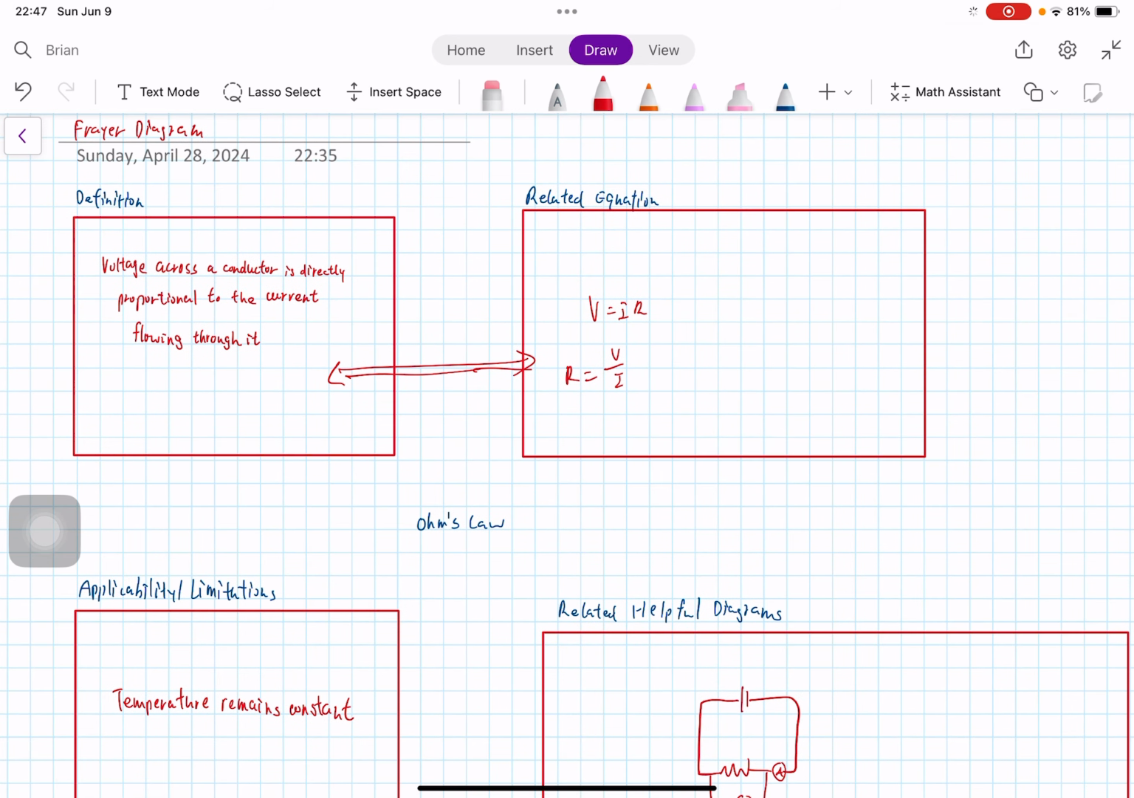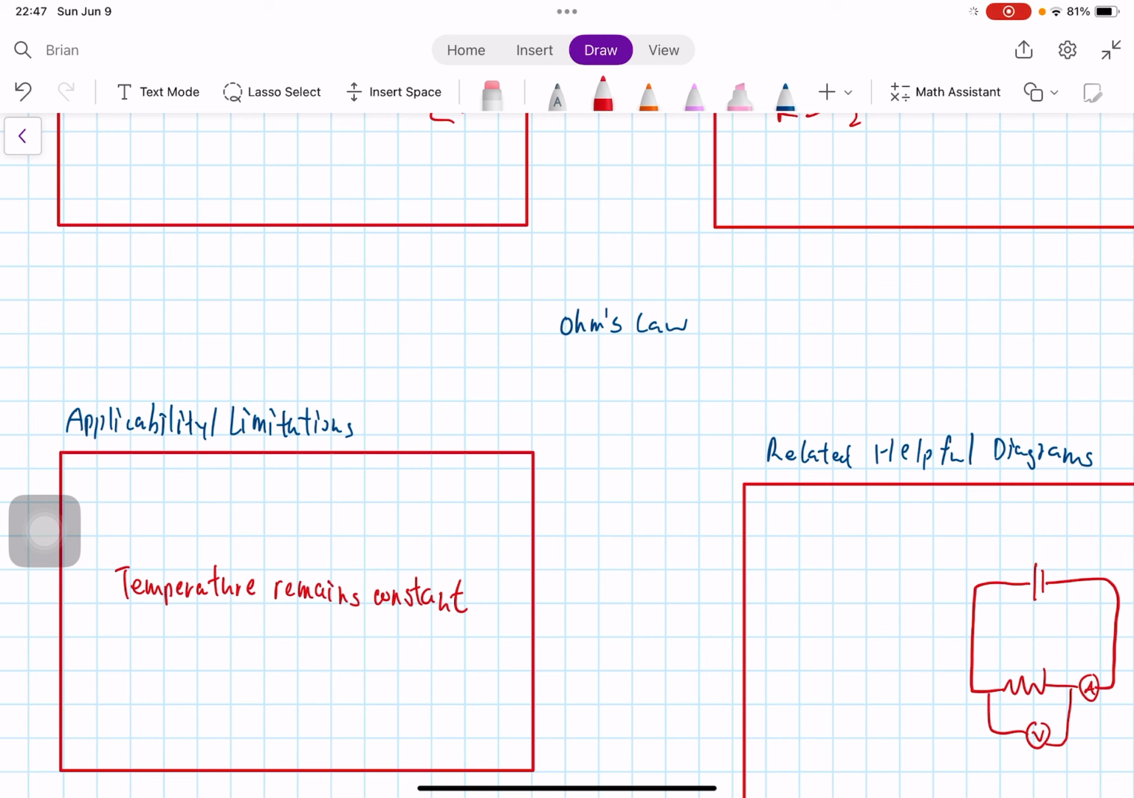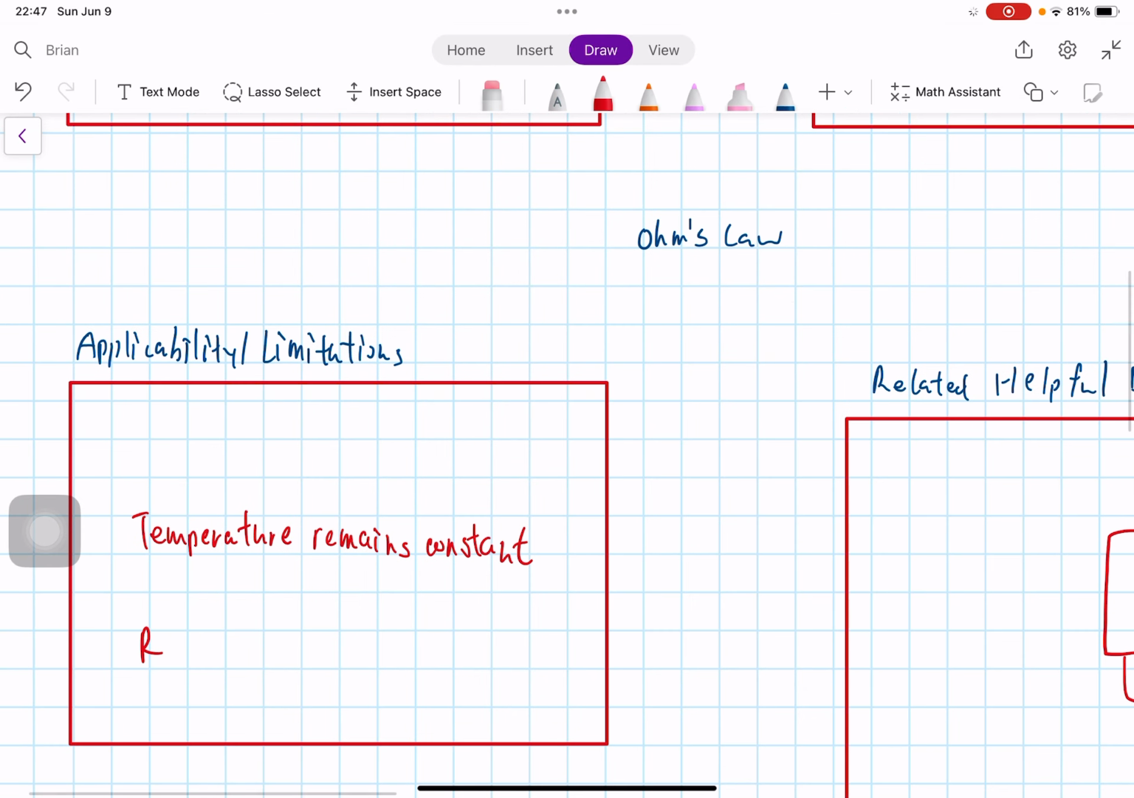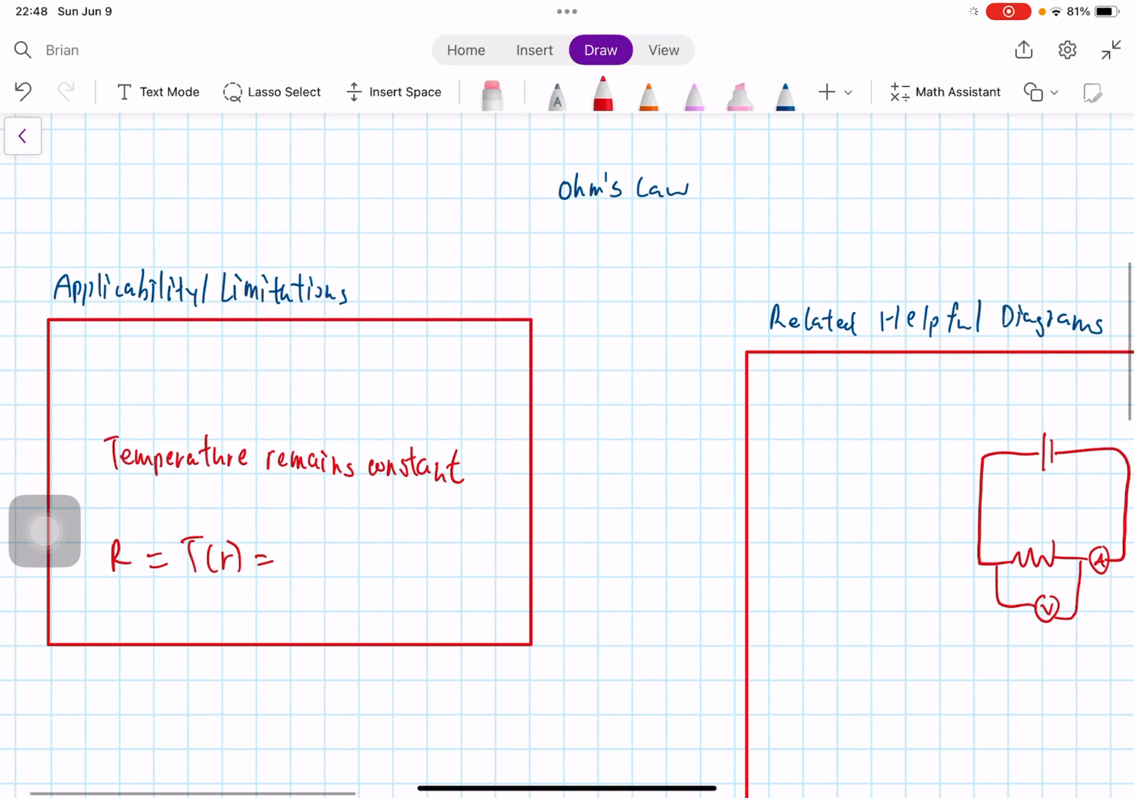But there's an applicability and limitation for it. If we're applying Ohm's law to our circuits, we're assuming that the temperature remains constant. That means the resistance is not changing over time. Because if a resistor changes over time, then the resistance could be a function of time, a function of temperature, and this could be a function of current, because when the temperature changes, the resistance changes and the current would change also.